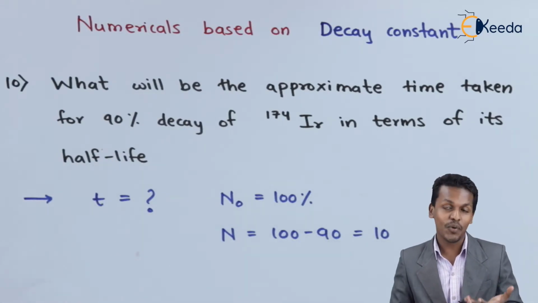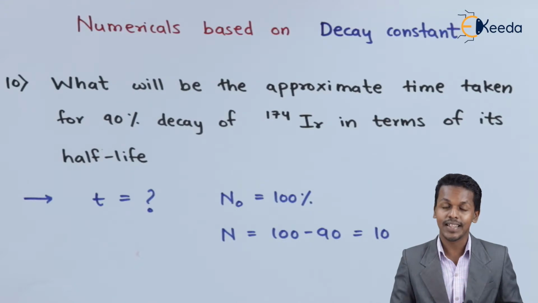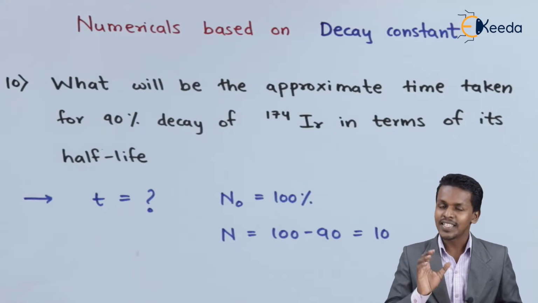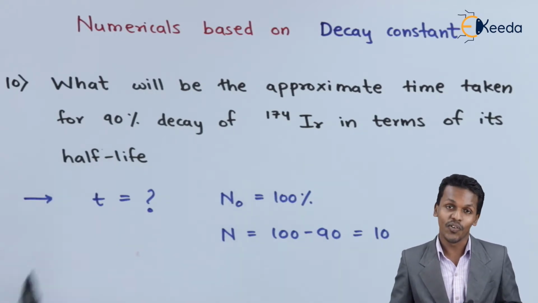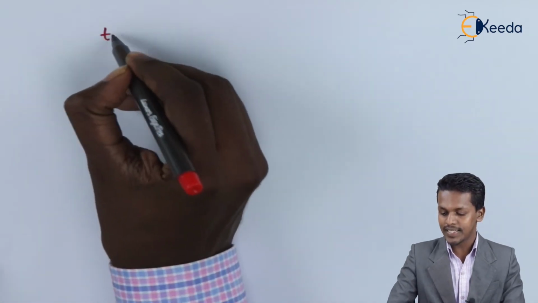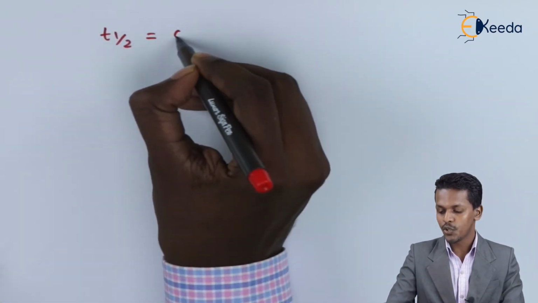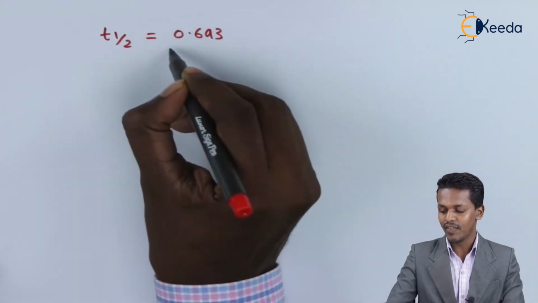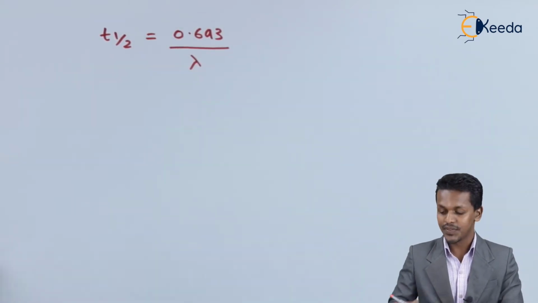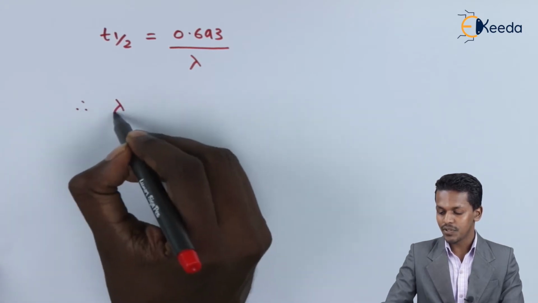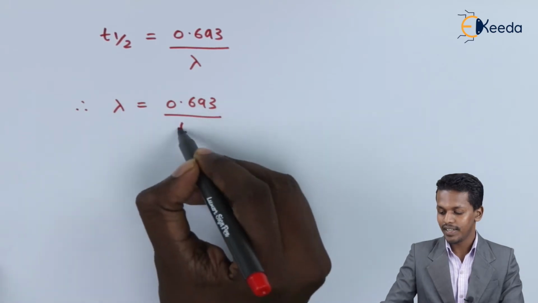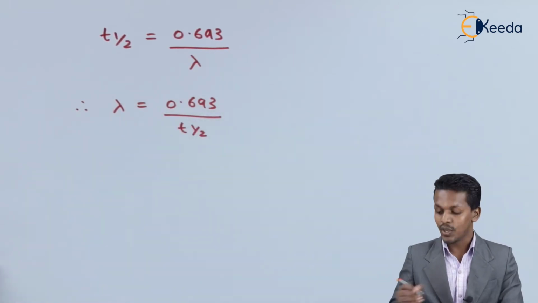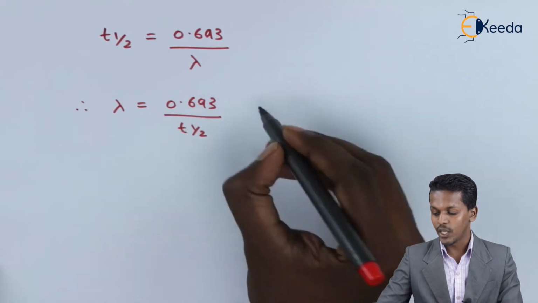For that we have the formula T half is equal to 0.693 divided by lambda. Let's see how this equation is relevant to get the answer to this question. As we know, for half-life, T half is equal to 0.693 divided by lambda, or else lambda is equal to 0.693 divided by T half. Let me make this equation 1.